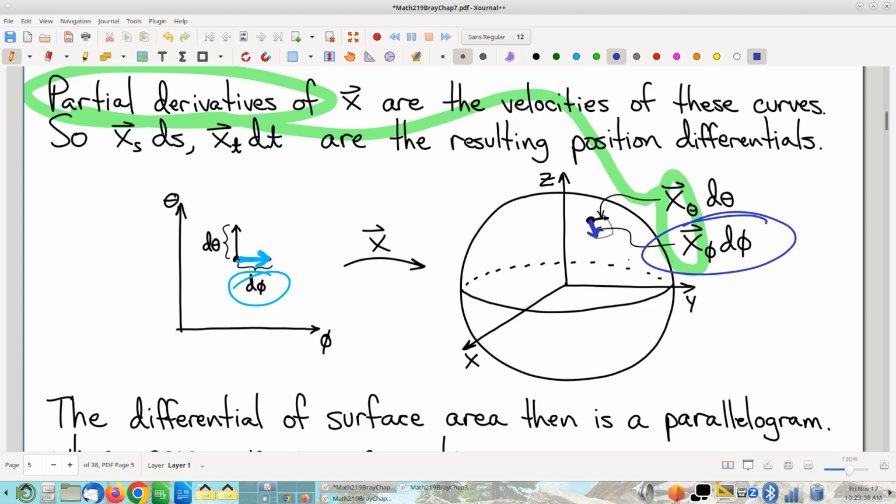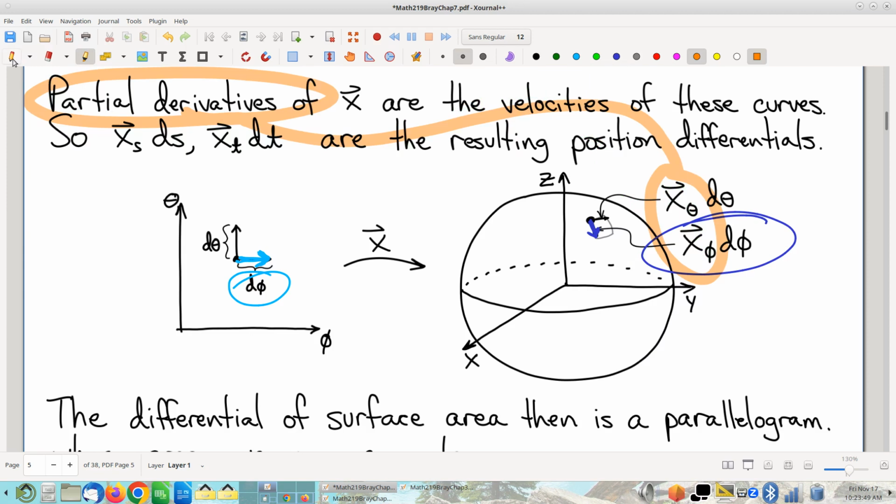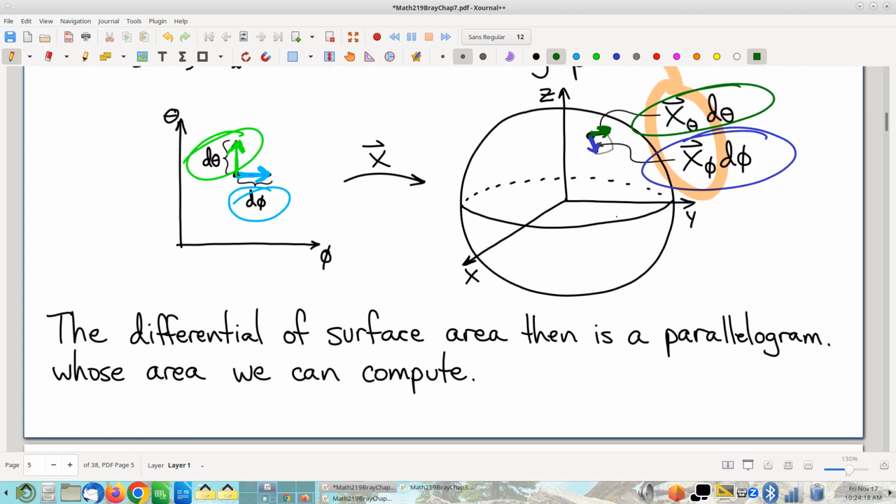So likewise, let me redo that color choice, I'm regretting it. Now with a change in theta, there is correspondingly an output differential that results. And again, input differentials relate to output differentials by way of the derivative, in this case the velocity. Okay. So cool, we have input vectors and output vectors related.